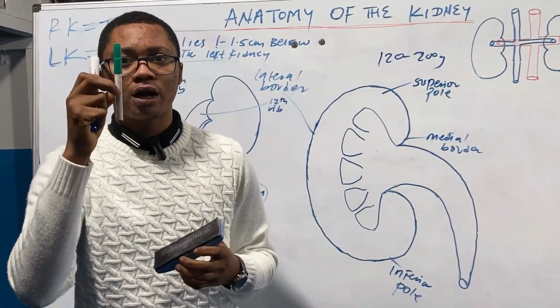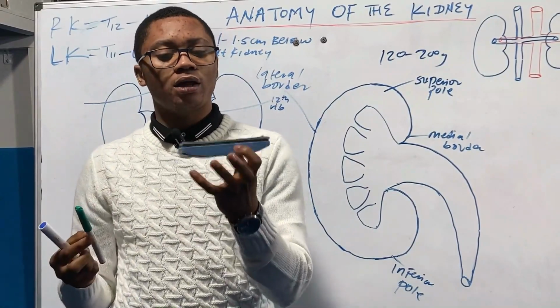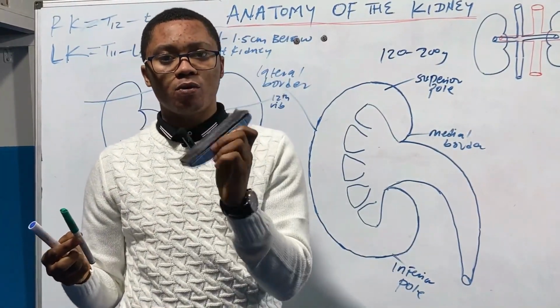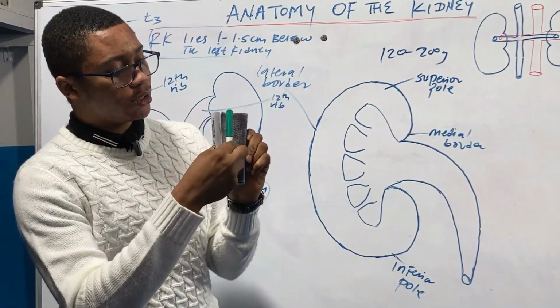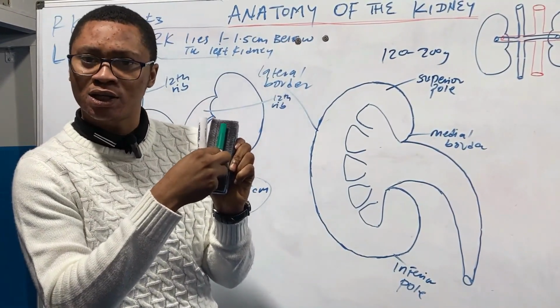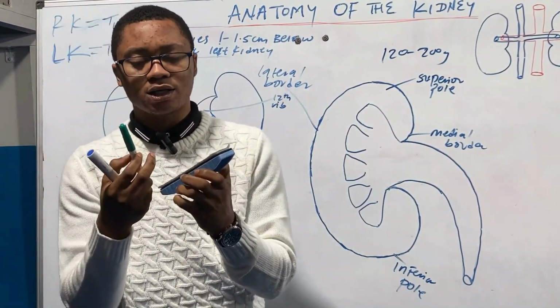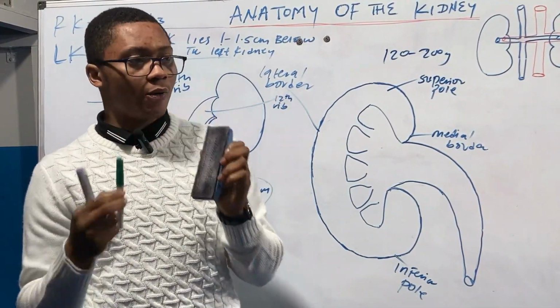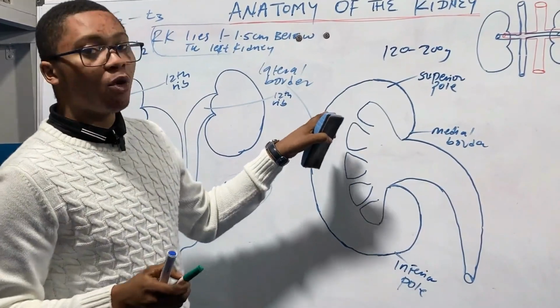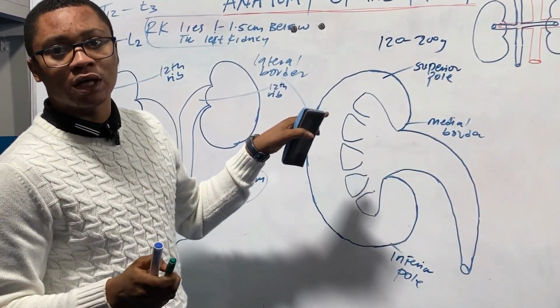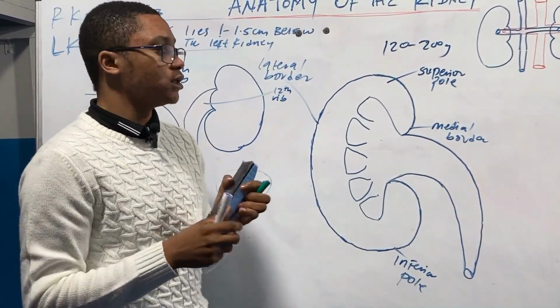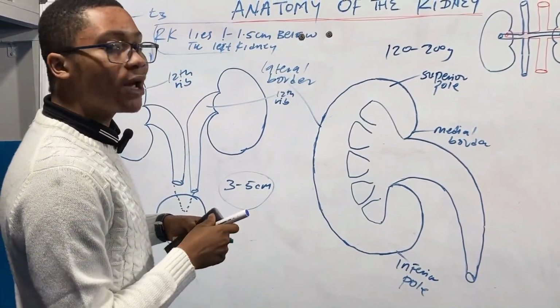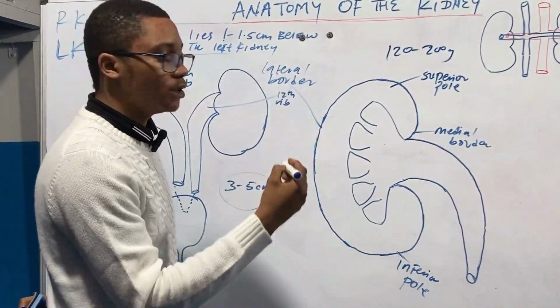Assuming this green marker here is the kidney, and this is the posterior abdominal wall. So this is the renal bed where the kidney lies. It's like a slight excavation in the posterior abdominal wall where the kidney lies. Which means there are muscles in the posterior abdominal wall that house the kidney. These muscles are the psoas major, which lies medially.